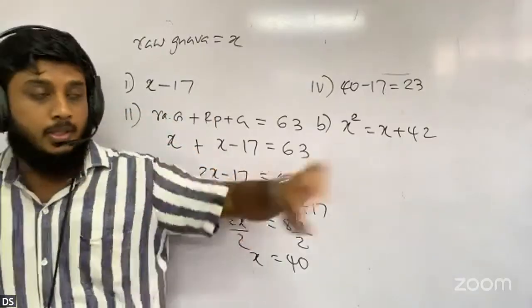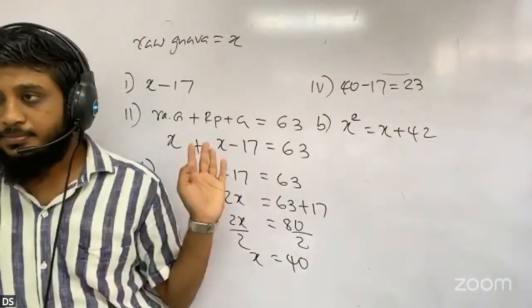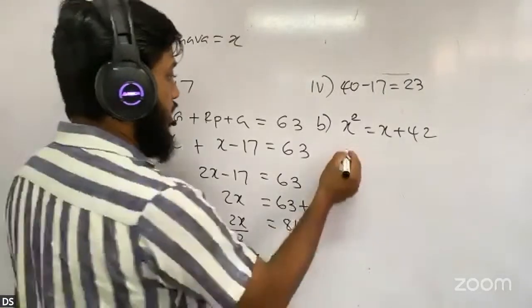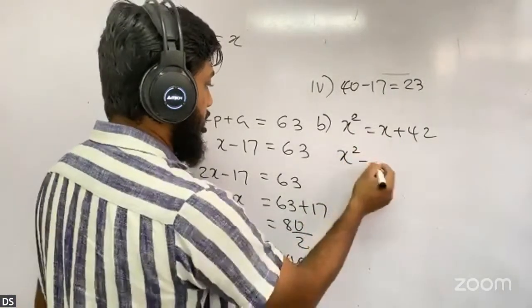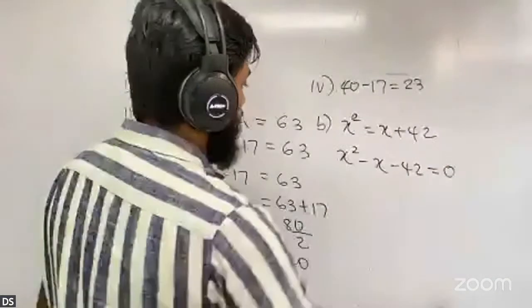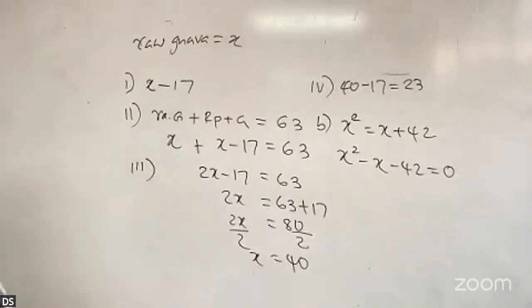So what you have to do? Send the x and 42 to this side, then make it equal to 0. Then you can write x squared. Send the plus x to this side, it becomes minus x, plus 42 comes to this side, meaning minus 42, equal to 0. First of all, you have to build up this.